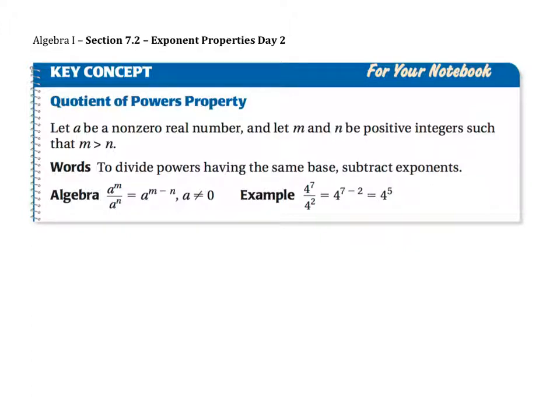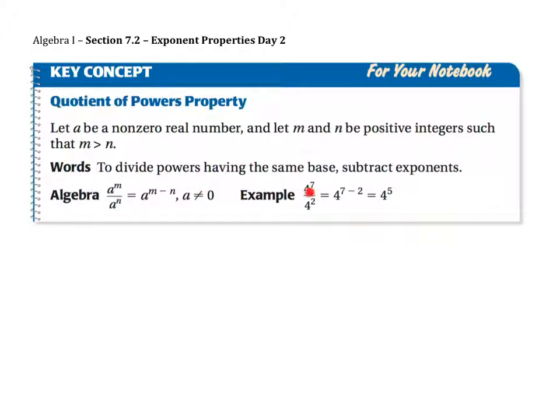So whenever I take two powers and divide them with the same base, all you're going to do is subtract the exponents. Just like when we were multiplying numbers with the same base, we added the exponents. So when we're dividing, we're going to subtract them. So if I had a to the m over a to the n, I would just simply take a to the m minus n power.